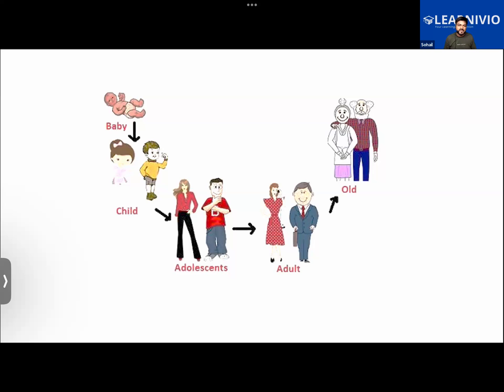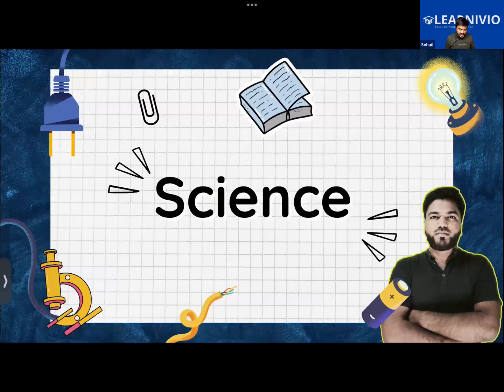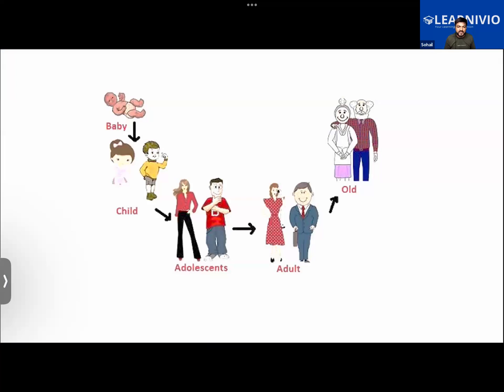All right, so let us start the chapter Age of Adolescence. So in this chapter, there are lots of important things which we are going to study. Like first of all, we will understand what is adolescence. So just let me give you a brief idea. It's basically the period between childhood and adulthood. Adolescence is basically the period between childhood and adulthood.